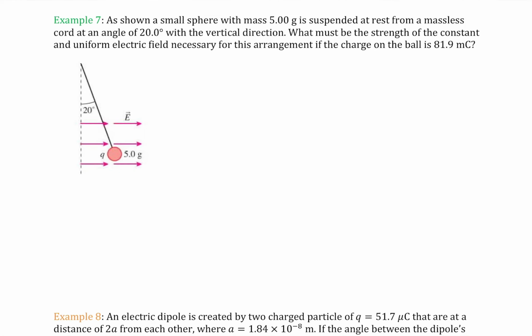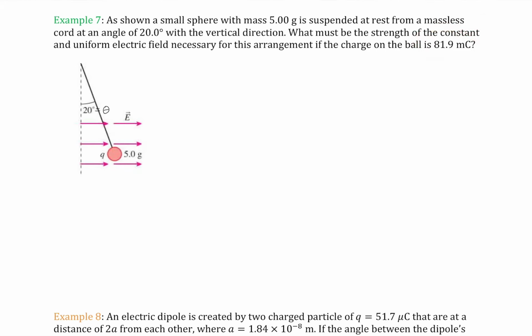As shown, a small sphere with a mass of 5 grams is suspended at rest from a massless cord at an angle of 20 degrees of the vertical. What must be the strength of the constant and uniform electric field necessary for this arrangement if the charge on the ball is 81.9 millicoulombs?